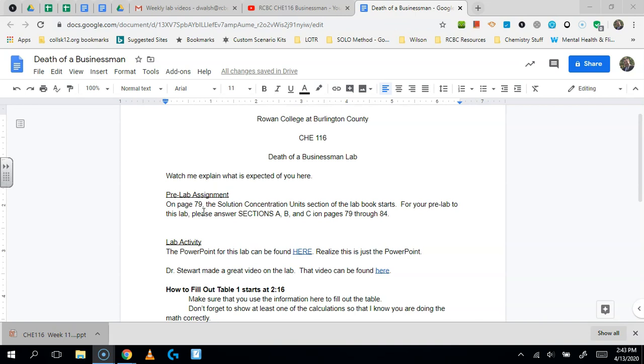Now the pre-lab assignment is going to be pretty big because we're dealing with solution concentrations. So we want to make sure we know what units are going on. You're going to go back to page 79, and there's a whole section in that unit called solution concentration units. There's a whole section of the lab book. There are 3 sections, A, B, and C, that I want you to answer the questions on. There are several parts to each of those, but it's important for you to know what units we could be dealing with in terms of concentrations.